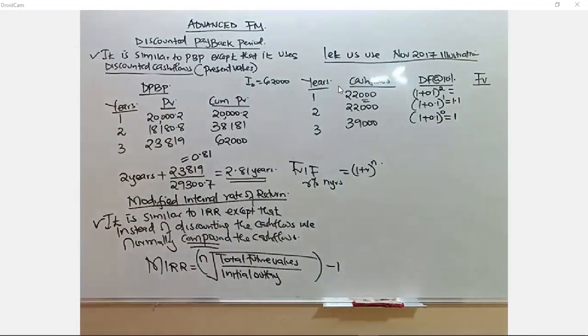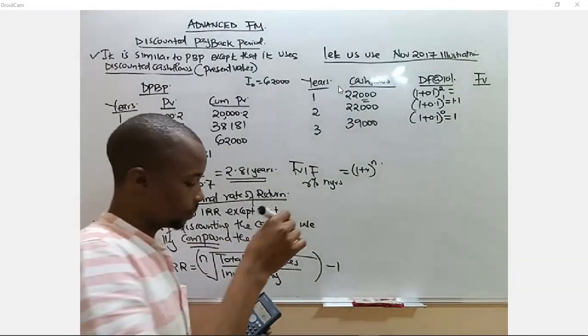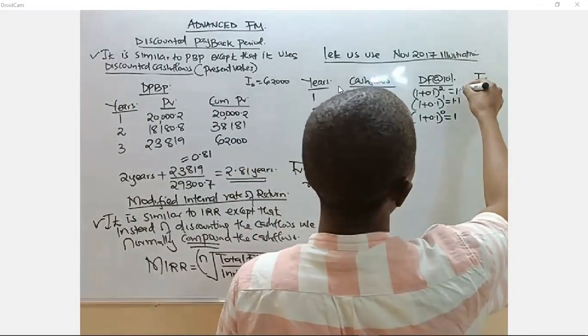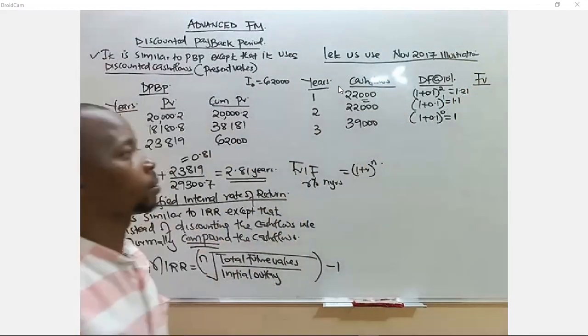Excuse me. Yes, yes. Excuse me. Yes. Could you kindly explain again on the discounting factors, the whole power 2, power 1 kindly?